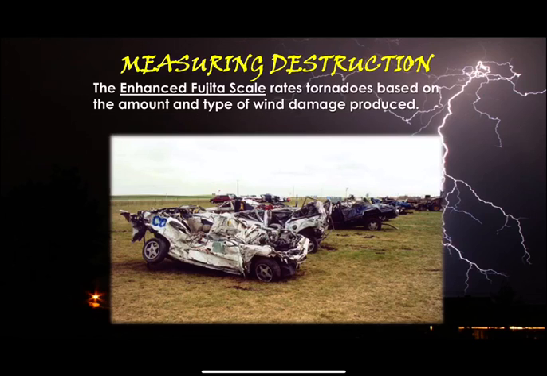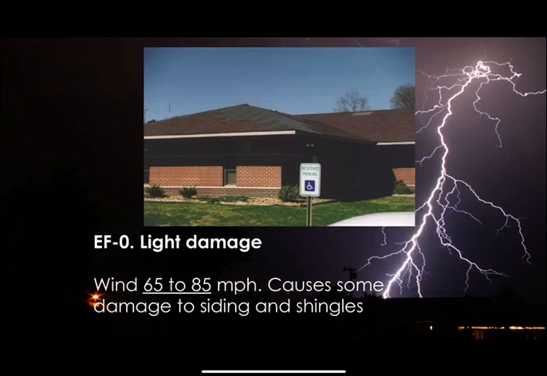Now, as with most major storms, we measure the destruction of a tornado. We use the Enhanced Fujita scale. Oh goodness, I hope I don't say this incorrectly again. Fujita scale? I probably didn't say that correctly. But anyway, this rates tornadoes based on the amount and type of wind damage produced. We call these EF scales for short.